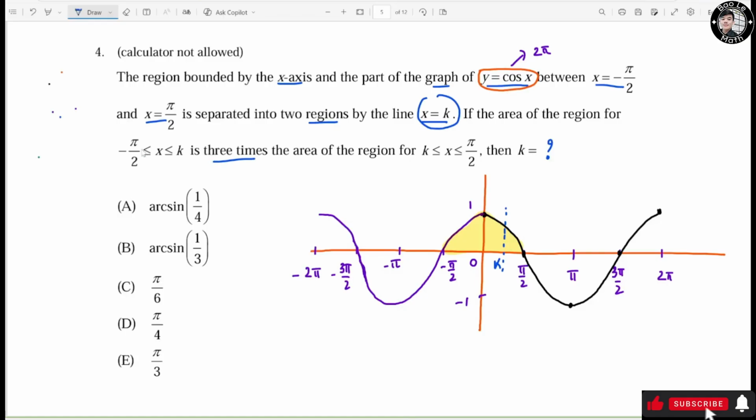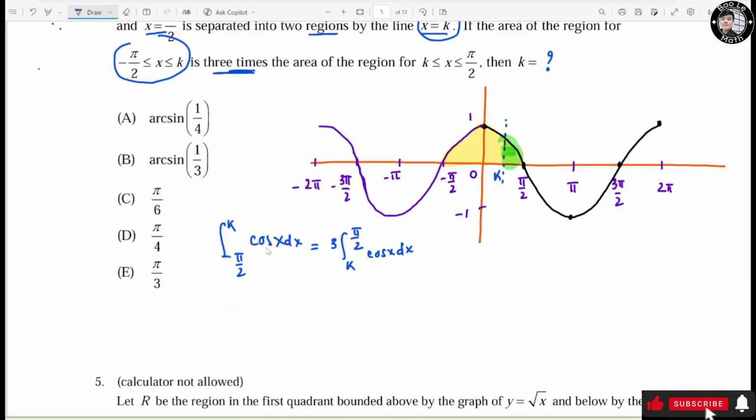Where the area of the region for negative pi over 2 to k is 3 times the area of the region for x between k and pi over 2, right? So the yellow one equals 3 times the green one right here. So we have the integral from negative pi over 2 to k of cosine x dx equals 3 times the integral from k to pi over 2 of cosine x dx, right?